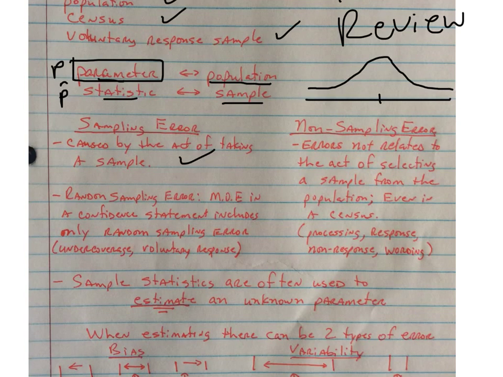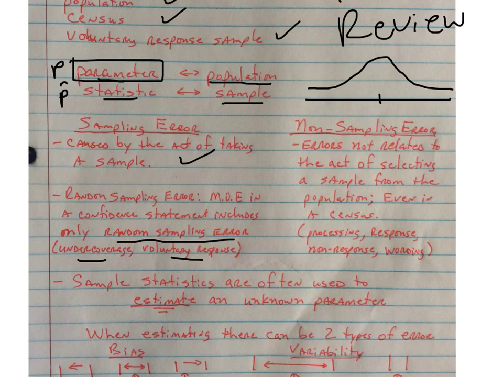that's this part right here. Random sampling errors. Your margin of error in a confidence statement includes only the random sampling error. So if you get a question about the margin of error, remember the only error that's included in it is the random sampling error. Some of the sampling errors that you might encounter: undercoverage, voluntary response.